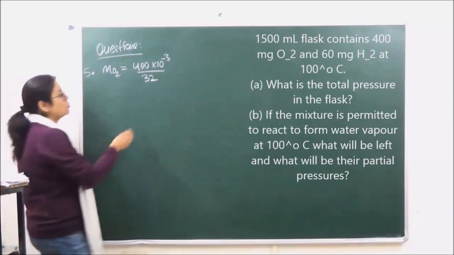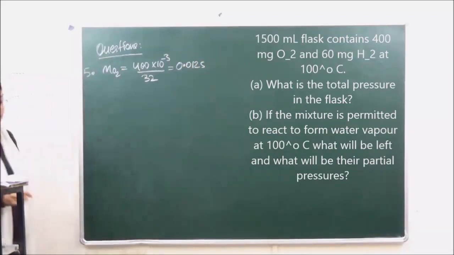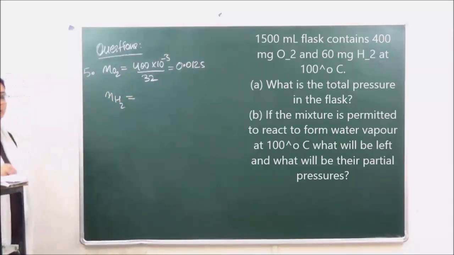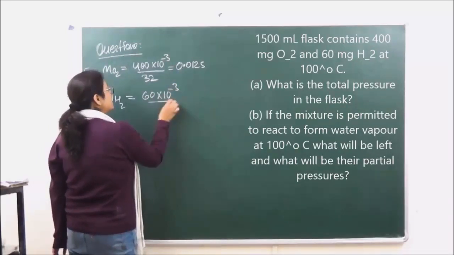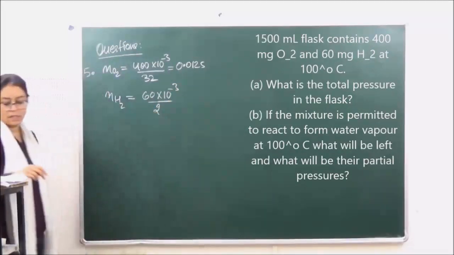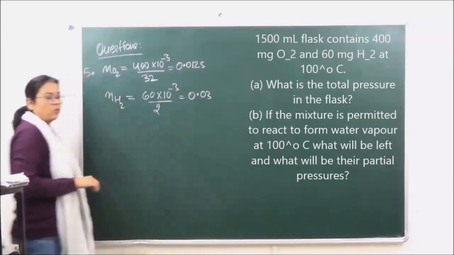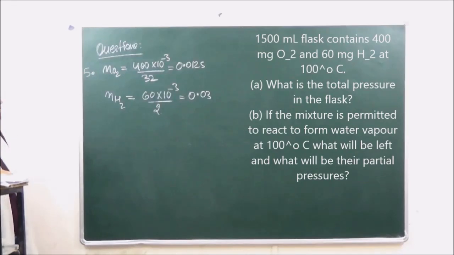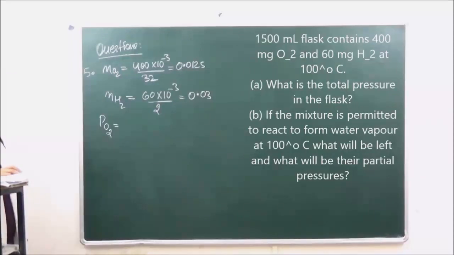So this is going to come to 0.0125. Similarly, you calculate the number of moles of hydrogen. Hydrogen हमें कितना दिया है? 60 mg. So 60 into 10 raised to power minus 3 divided by molecular mass. This is coming to 0.03. So we have the number of moles of both. ठीक है? अब दोनों के number of moles आ गए, तो let's calculate the partial pressure of O2. That will be equal to nRT upon V.